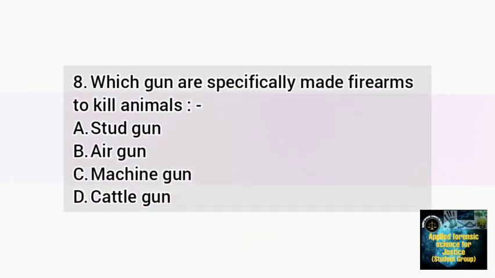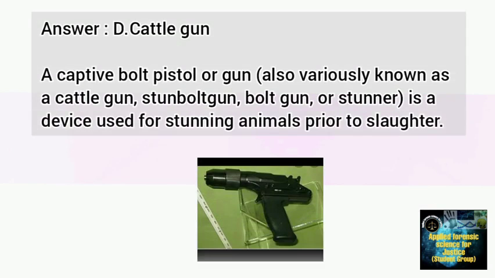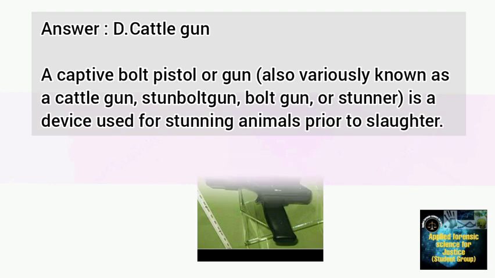Question number 8. Which guns are specifically made firearms to kill animals? Option A, stud gun; option B, air gun; option C, machine gun; and option D, cattle gun. The correct answer is option D, cattle gun. The captive bolt pistol or gun, also variously known as a cattle gun, stun bolt gun, or stunner, is a device used for stunning animals prior to slaughter.